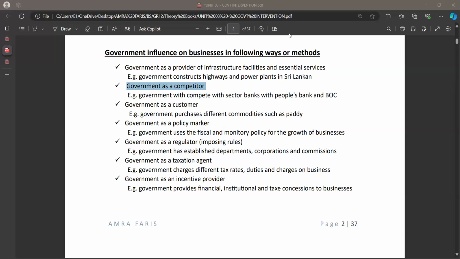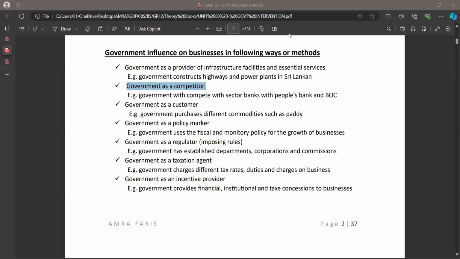So the government also influences as a policy maker, and monetary policy is also there. That is another kind of policy we will learn later, like the interest rate. What is the statutory reserve ratio? Those kinds of things, we will learn later.